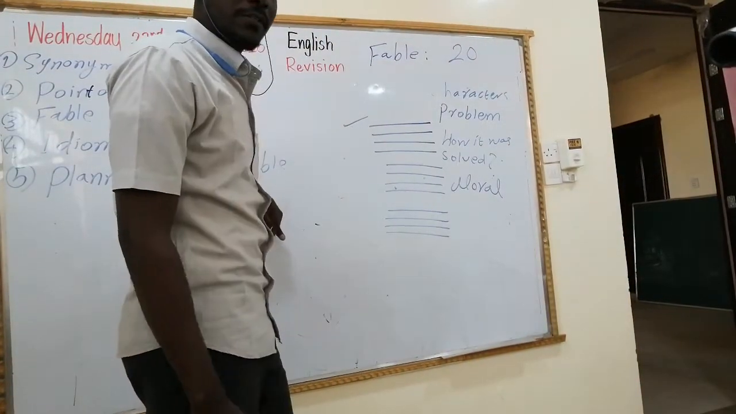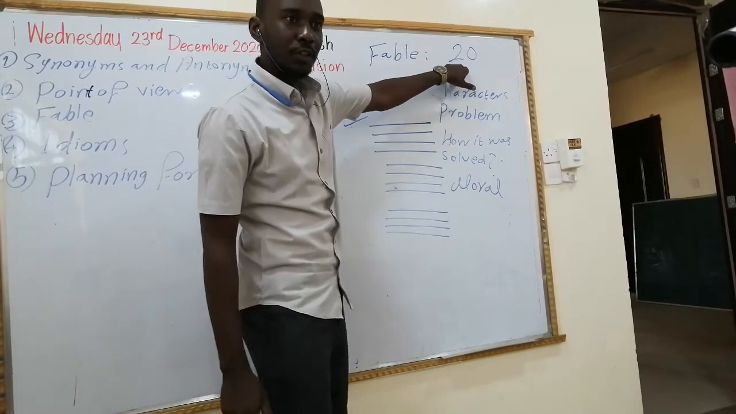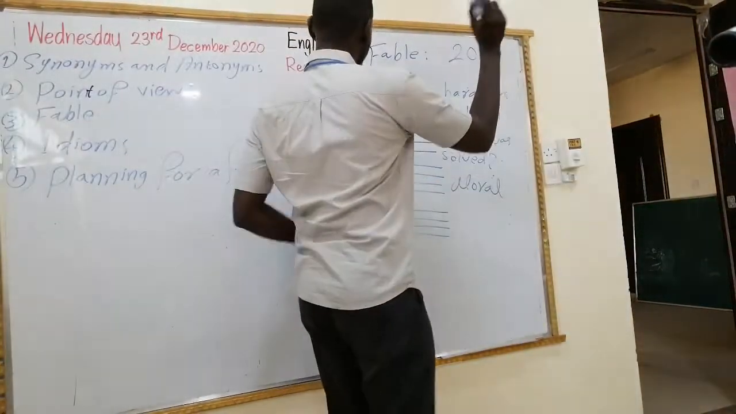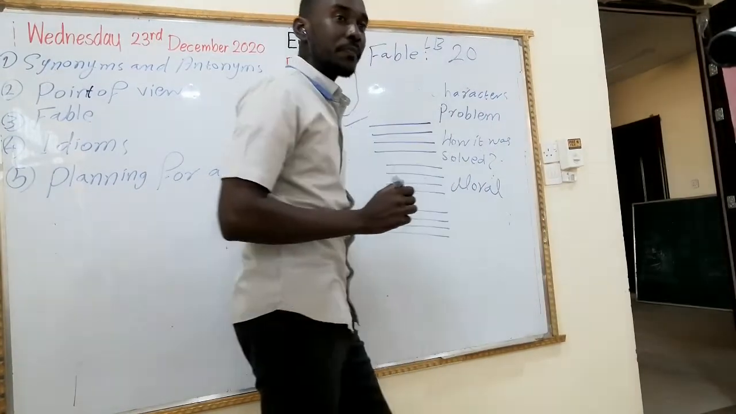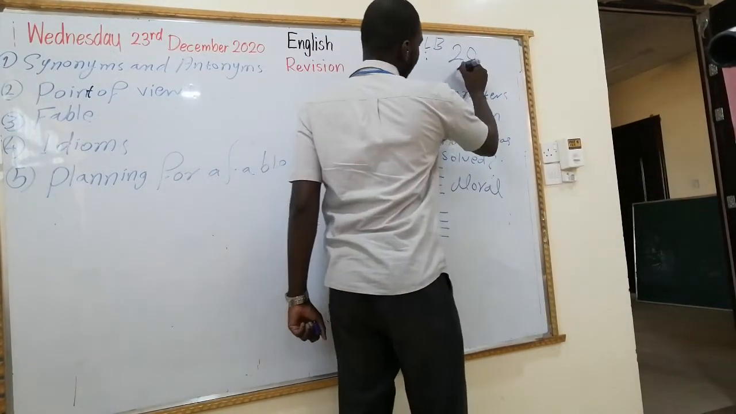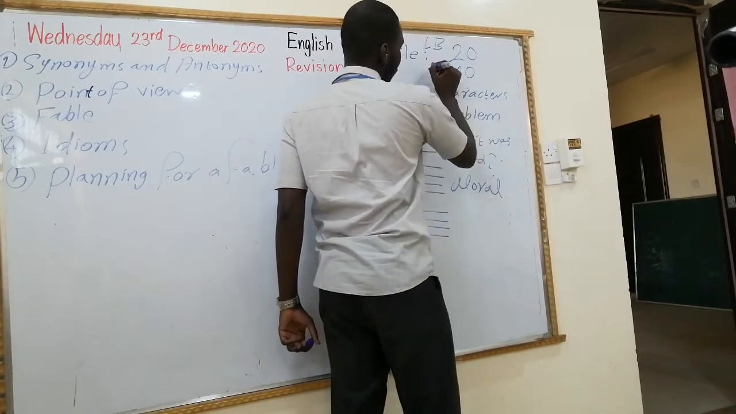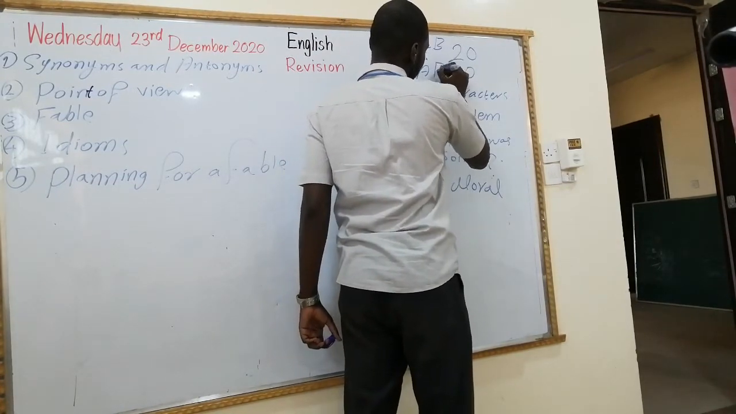I said if you're dealing with idioms, get to page 20, your learner's book. Okay? And page 10, your activity book.